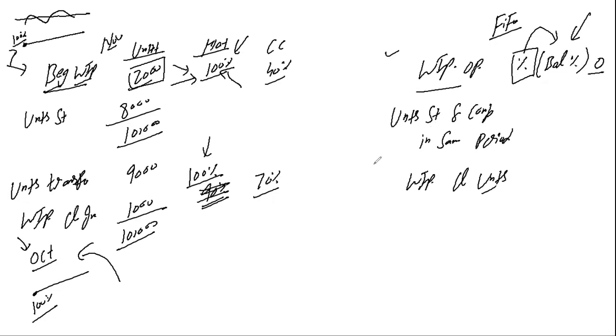Units started and completed in the same period, students, as we discussed before as well. From the completed units, you always have to subtract the opening units. So like that 7000 units, you got units started and completed in the same period. Work in process closing units 100% completed. So as it is, it will come. So like that, students, you will get the answer 8000.